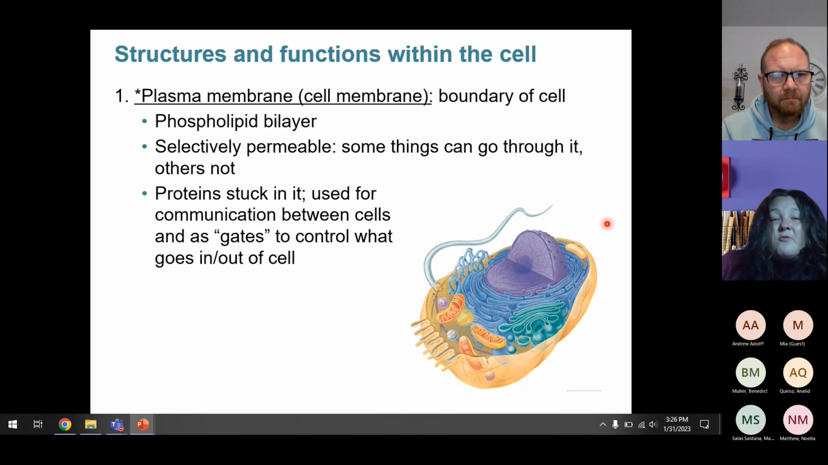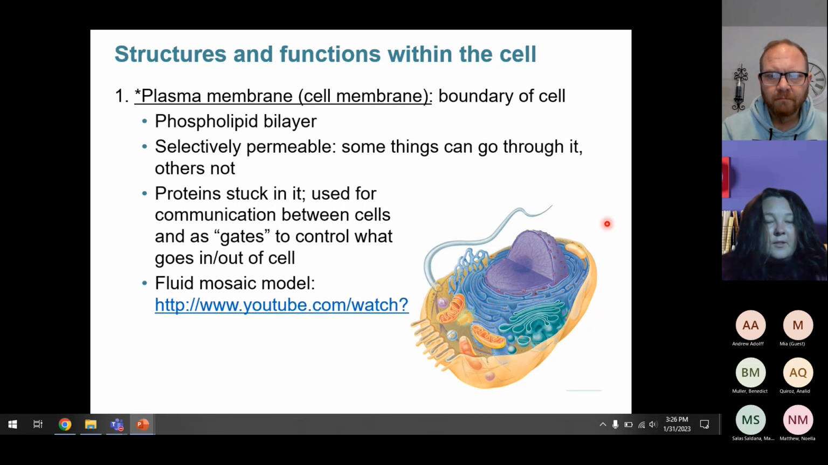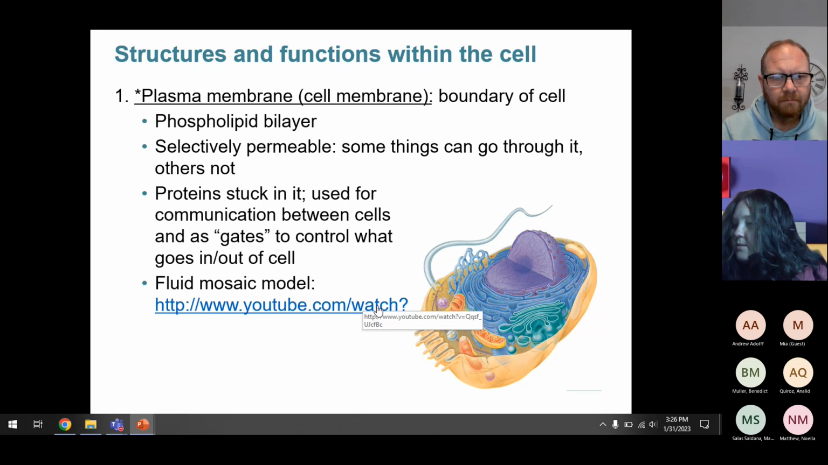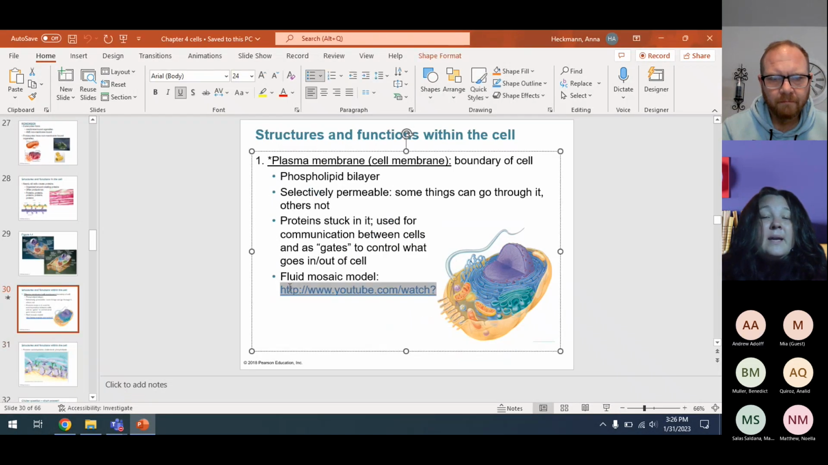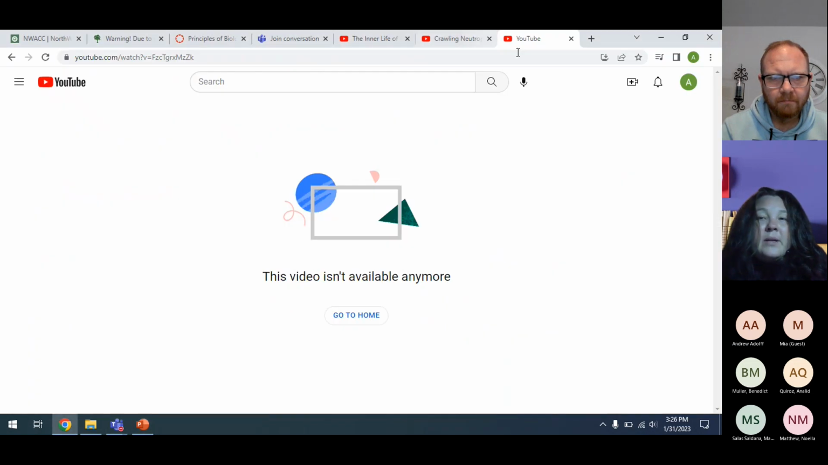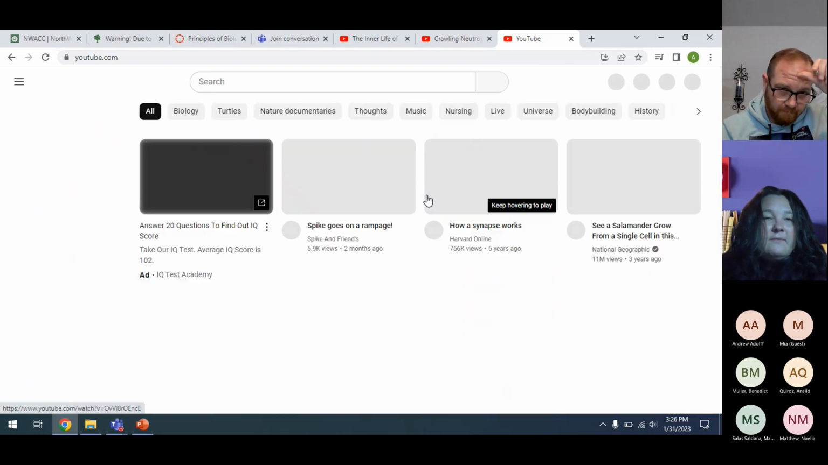The cell membrane has a lot of proteins stuck in it, and the proteins are used for communication, and they're also used as gates to control what goes in or out of a cell. We'll talk more about this in chapter 5. The fluid mosaic model is a model that we use to explain the movement of the cell membrane. Nothing in a cell is stable. It's always moving. There's always activity happening.